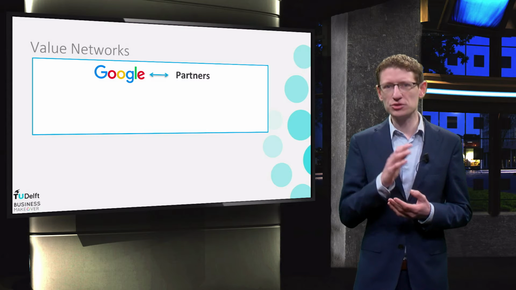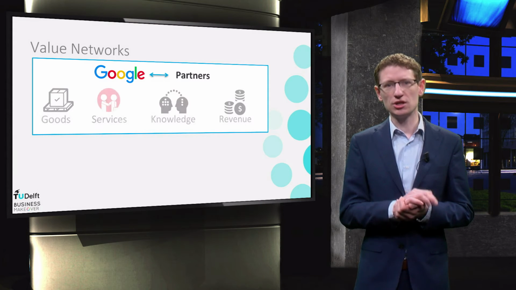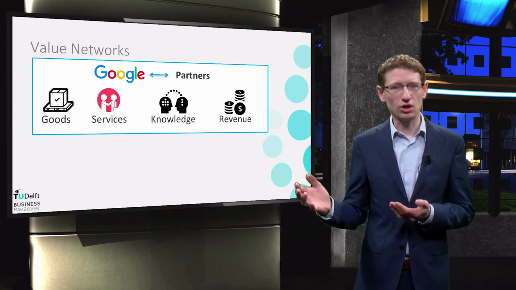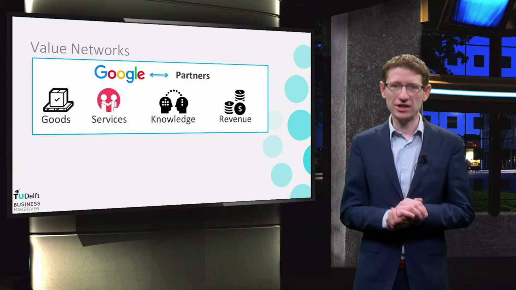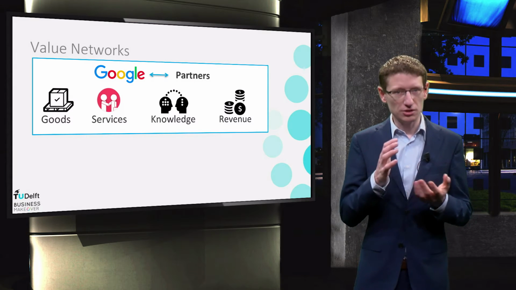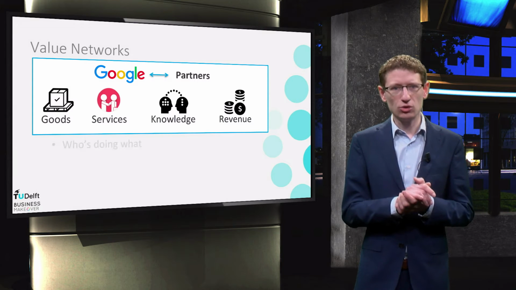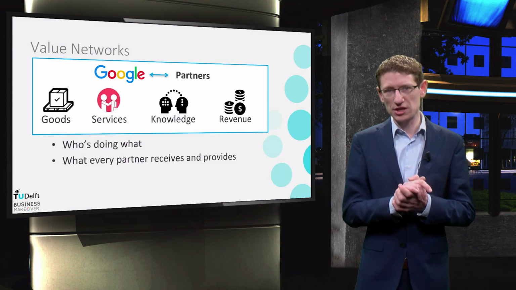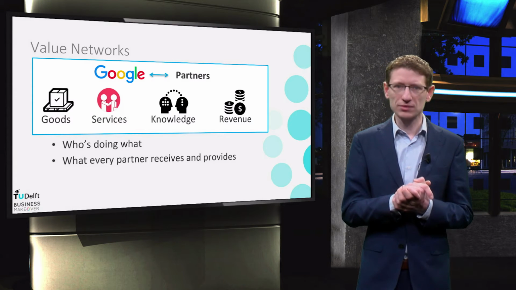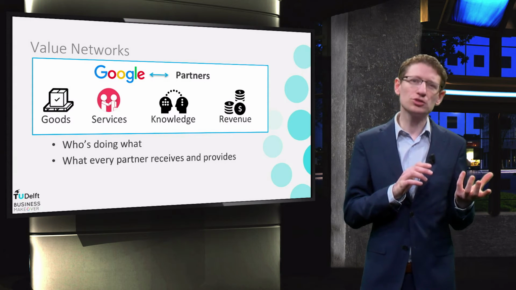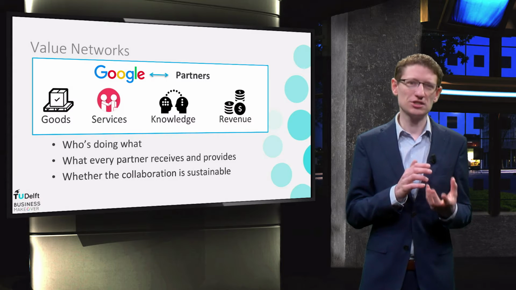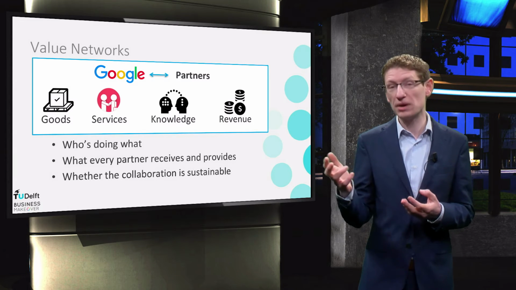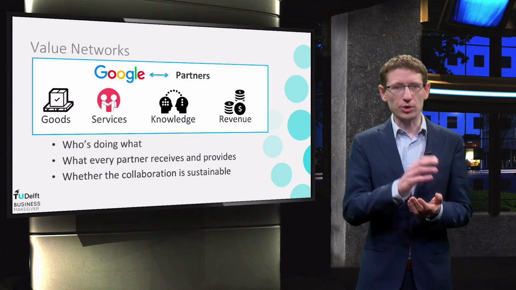We can define a value network as a network in which goods, services, knowledge and revenue are exchanged between partners. The value network makes clear who's doing what in the business model and what each partner receives and gives to make it work. In the end, the value network also tells you if the collaboration is sustainable, well, at least on paper. So how does it work?